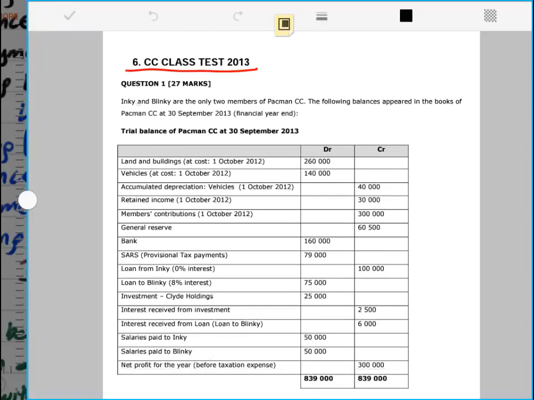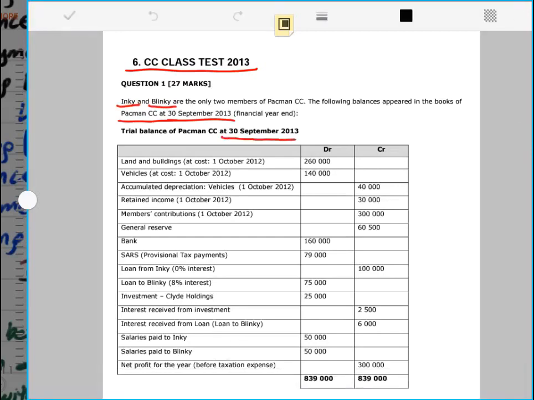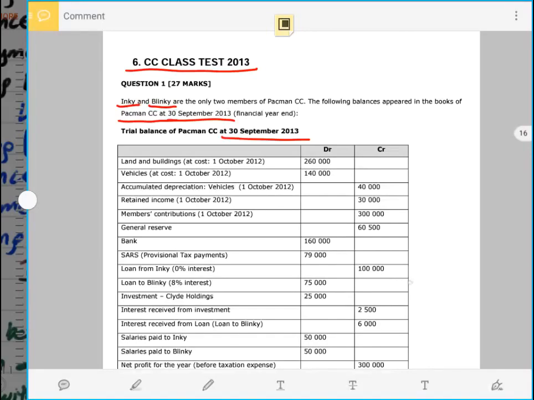It reads as follows: Inky and Blinky are the only two members of Pac-Man CC. The following balances appear in the books of Pac-Man CC on the 30th of September 2013, being the financial year. The trial balance of Pac-Man CC as at 30th of September 2013 is given below.